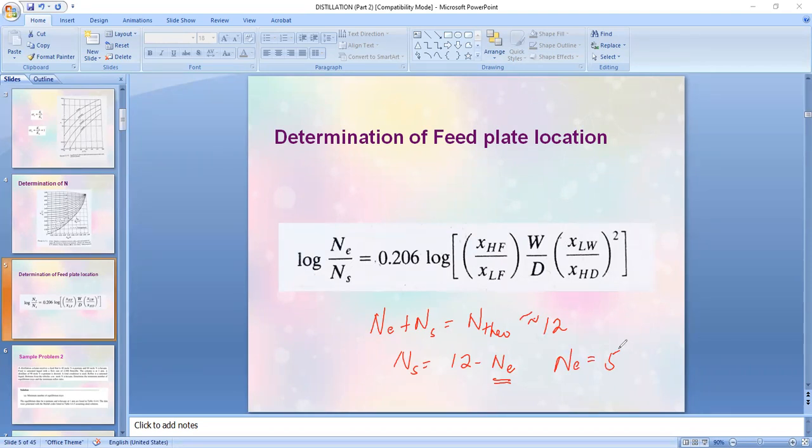How would you be able to tell the location of the feed plate? Because this formula is primarily used in determining the location of the feed plate. How will you know? Let's say you already determined that the enriching section has 5 stages. How will you know the feed plate location based on this number of stages in the enriching section? You can write your answer in the chat box.